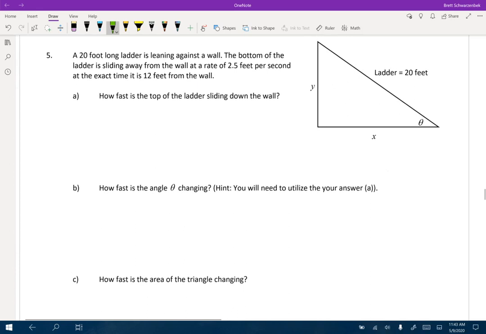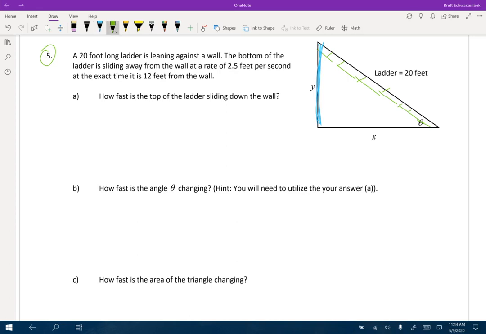Number 5. It says a 20-foot long ladder is leaning against the wall. The bottom of the ladder is sliding away from the wall at a rate of 2.5 feet per second. At the exact time, it is 12 feet from the wall. Okay, so in our picture, we basically have a ladder right here. If we were to be silly about it, it's like a ladder leaning against the wall, which is this. And we have rates, basically it's sliding away, which is not good, obviously, but it provides a nice problem for related rates for what we're doing.